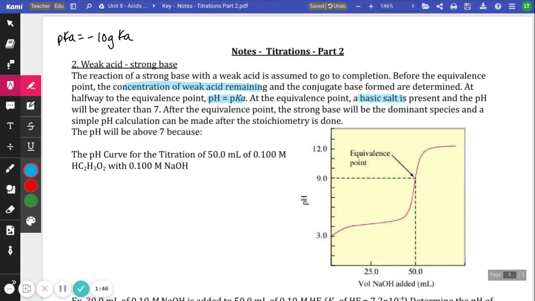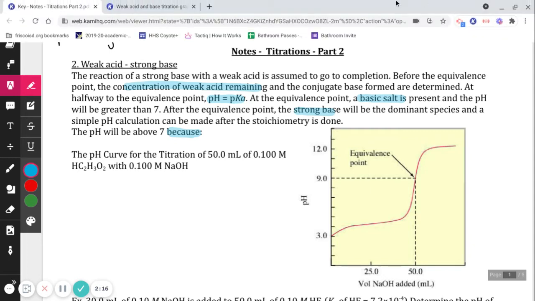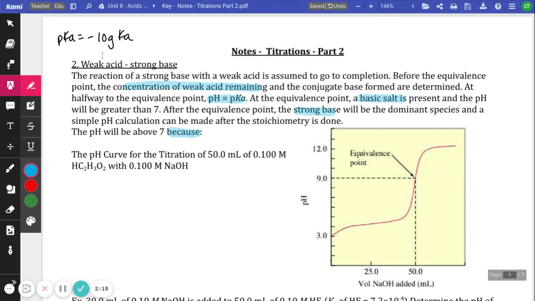After the equivalence point, the strong base is going to be our dominant species, and we can just do a really simple pH calculation when our strong base is there. The pH is going to be above 7 because we have that strong base, and so it's going to have those extra hydroxide ions. Or at the equivalence point, we'll have the basic salt. Sorry, totally blanking right now. The basic salt at the equivalence point.